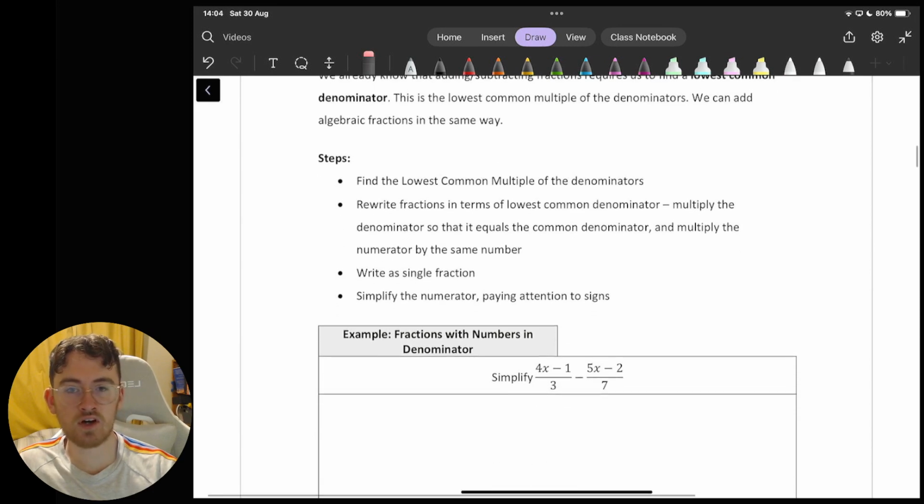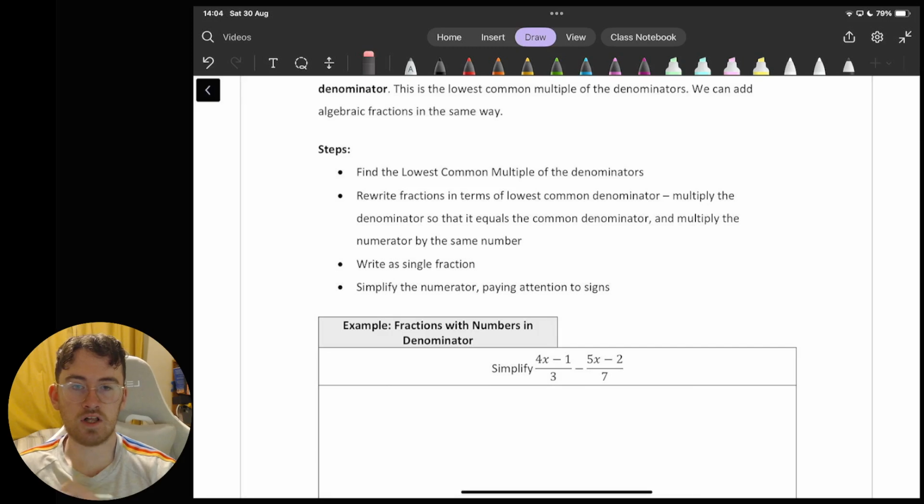So the steps we're going to follow here are to find that lowest common multiple, or common denominator, and rewrite the fractions using that common denominator. Generally that's going to mean that we're multiplying the denominator by some number to get it to that common denominator, and then we will multiply the top, the numerator of the fraction, by that same number, okay? Then we will write as a single fraction, and then we will simplify the numerator if we can.